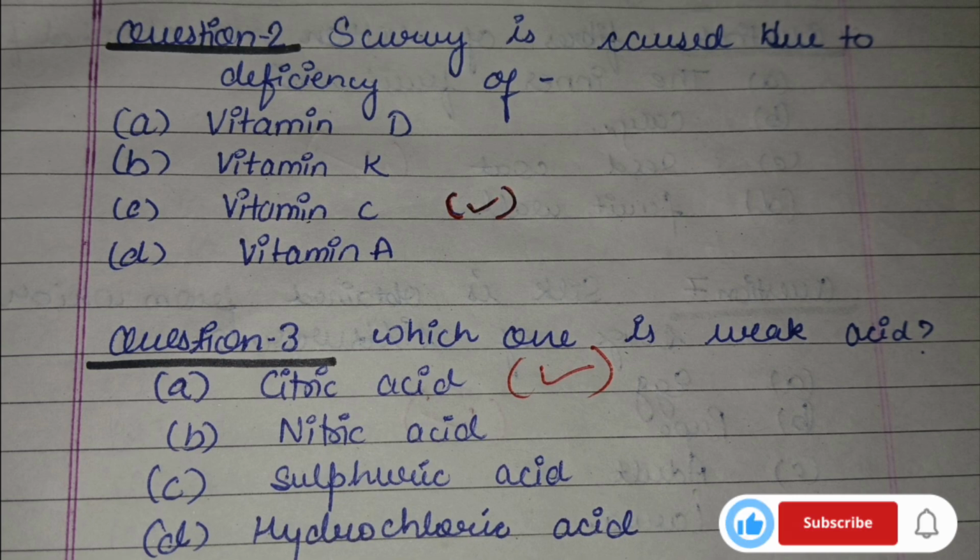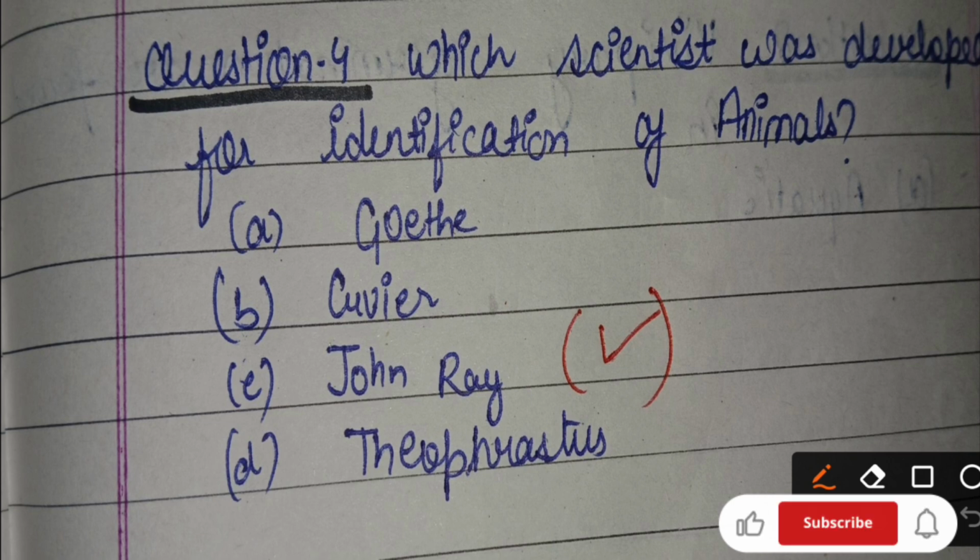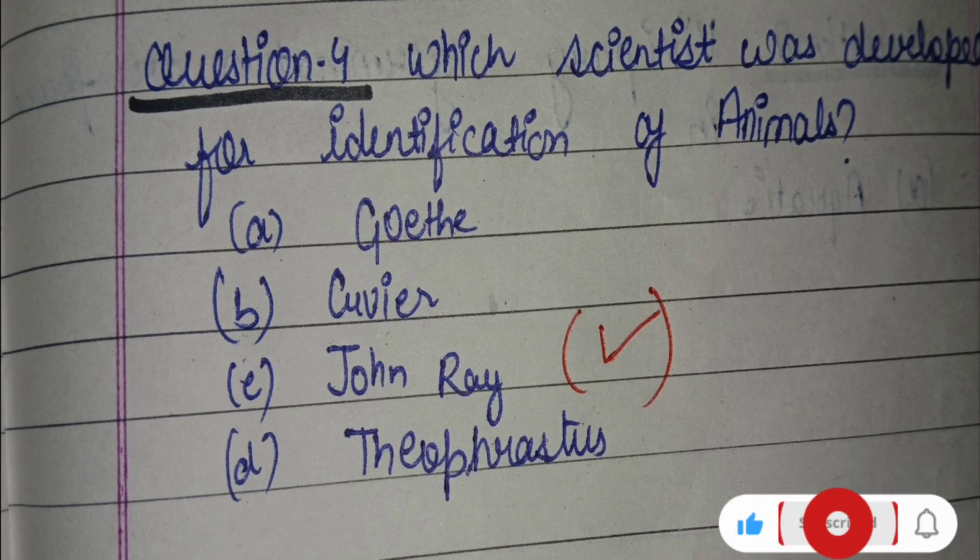Let's move to our next question. Which scientist developed the identification of animals? Option A, Goethe. Option B, Guer. Option C, John Ray. Option D, Theocritus. The correct answer is John Ray. Let's move to our next question.